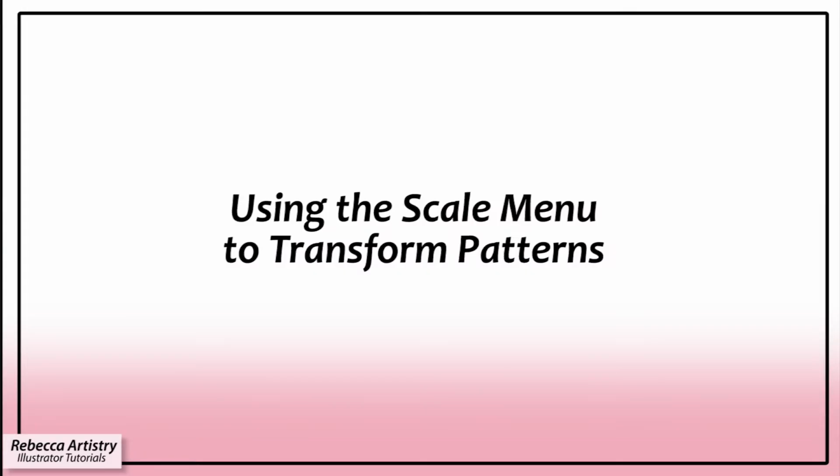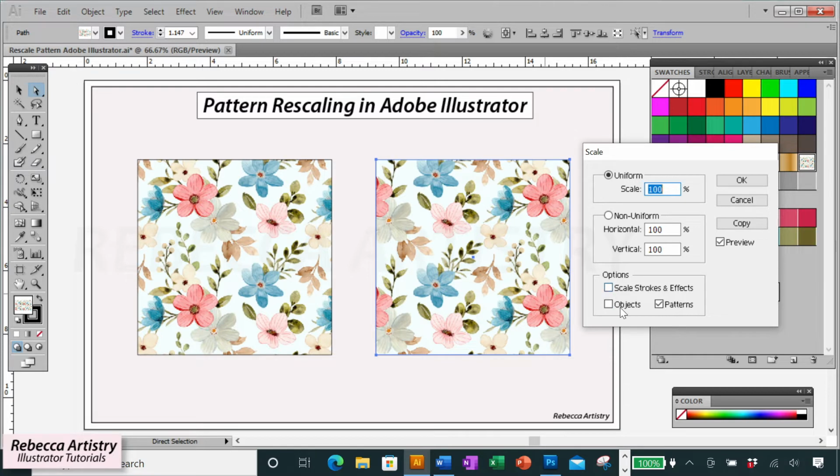Now when you have this menu pulled up, you're going to make sure under these options here that the only box that's checked is Patterns. You don't want to have Object or Scale and Strokes checked. You only want Patterns checked in order to change the scale of your pattern. You also want to make sure that this preview box is checked because it's going to show you a preview of the change that you're trying to make.